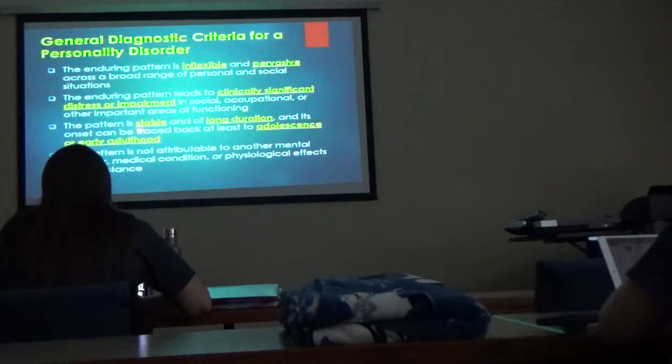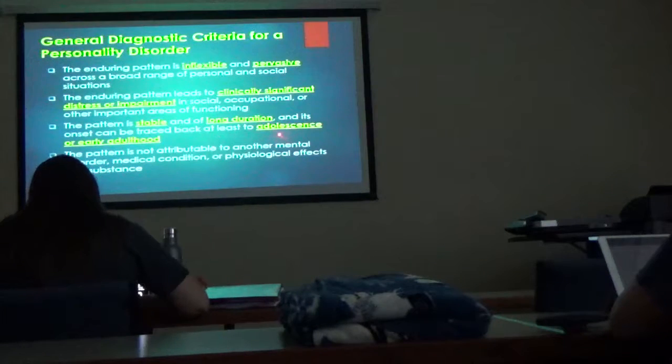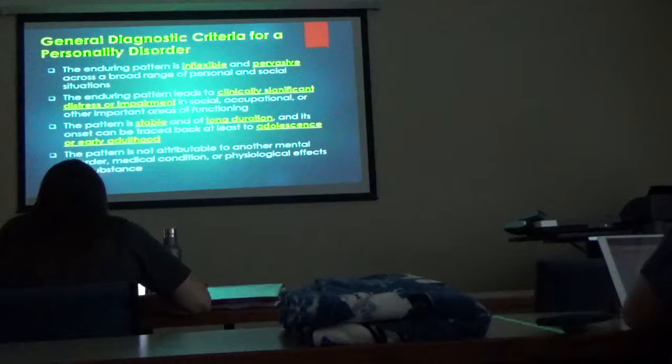I think this is probably cut and pasted into almost every diagnosis that we've seen so far. The pattern is stable and long duration. They might be inflexible and pervasive, but they are consistently inflexible and pervasive across the board, and it lasts a long time. It can usually be traced back at least to adolescence or early adulthood. Like I said, as the brain and behavior matures, what you see is what you see, and most of those diagnostic criteria start locking down about mid to late teens, early 20s. You kind of know what you have. The pattern is not attributable to another mental disorder, condition, or physiologic effects of a substance.